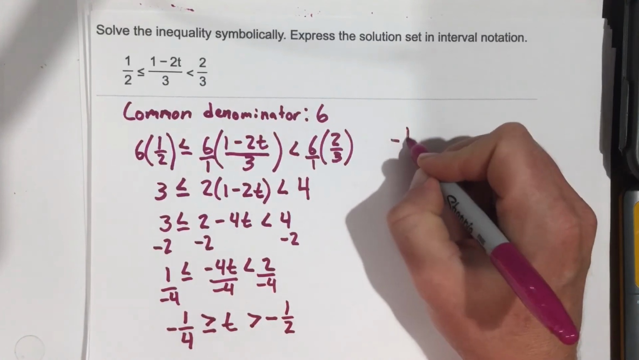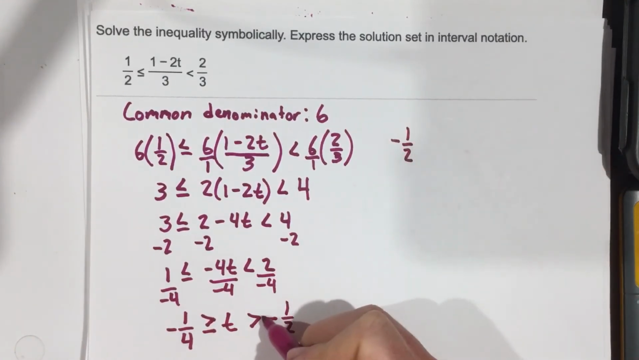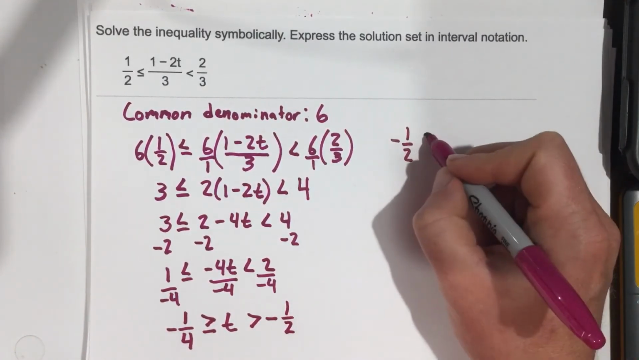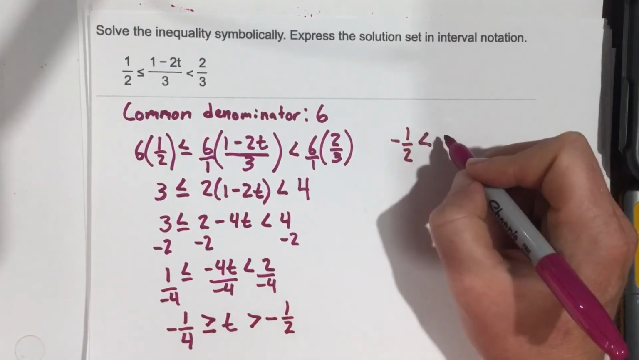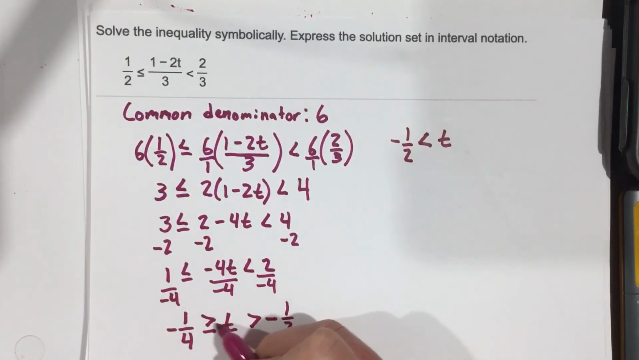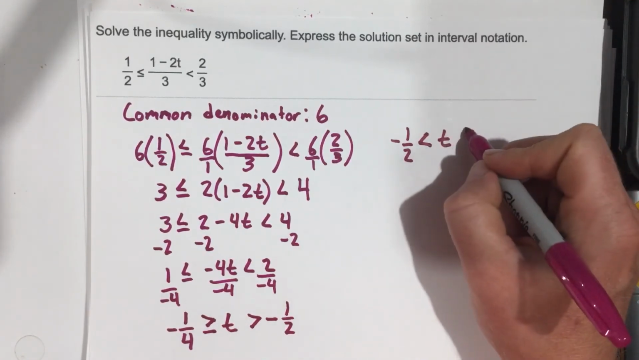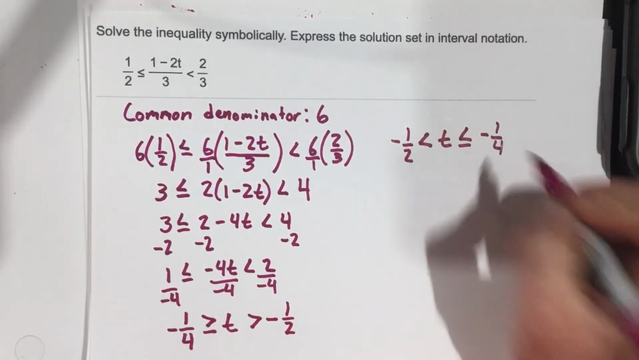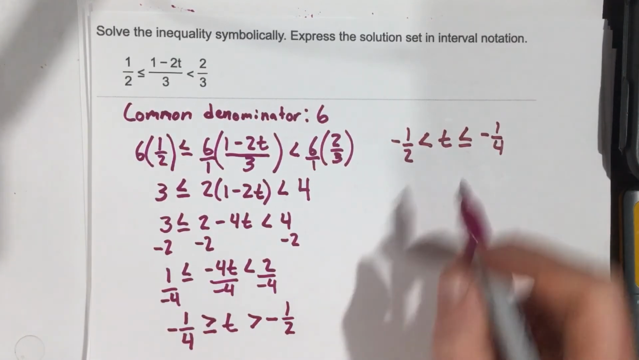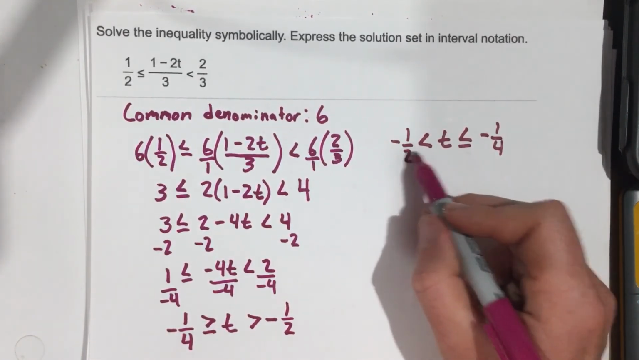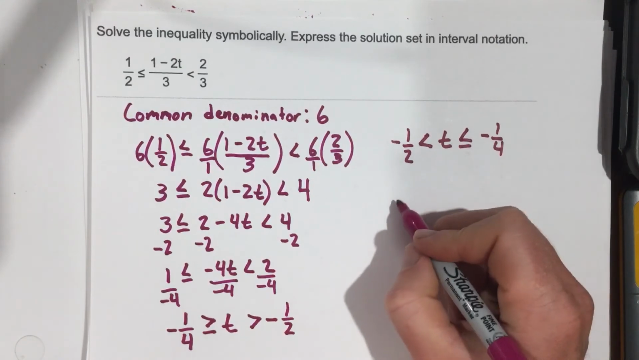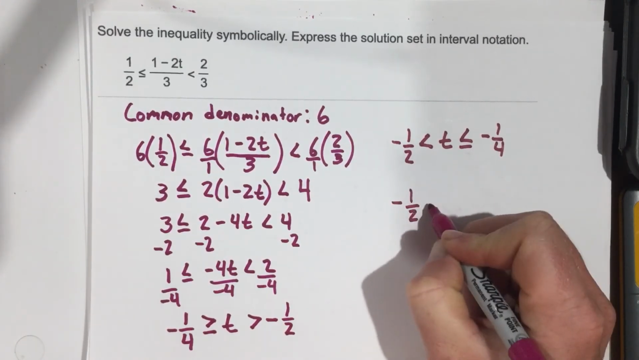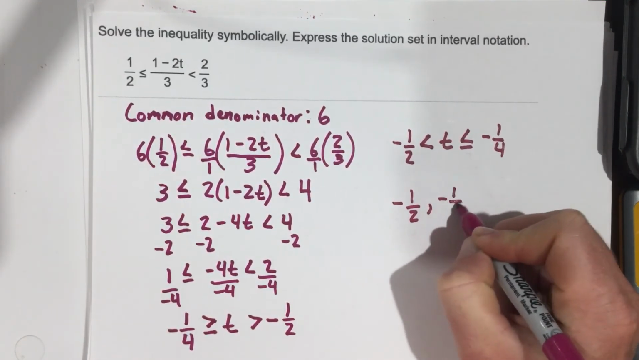So negative a half, it's got the less than sign pointed toward it, so we're going to point it that direction here. t has the less than or equal to sign pointed toward it, so we're going to make sure we point them there, and negative 1/4. So that means our solutions have to be between negative a half and negative a fourth. So interval notation says negative a half to negative a fourth.